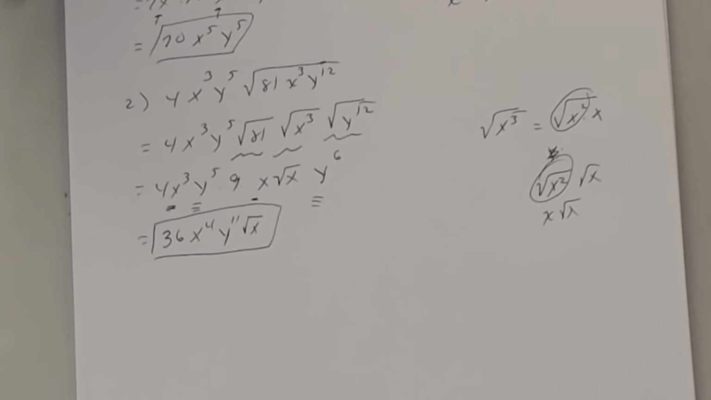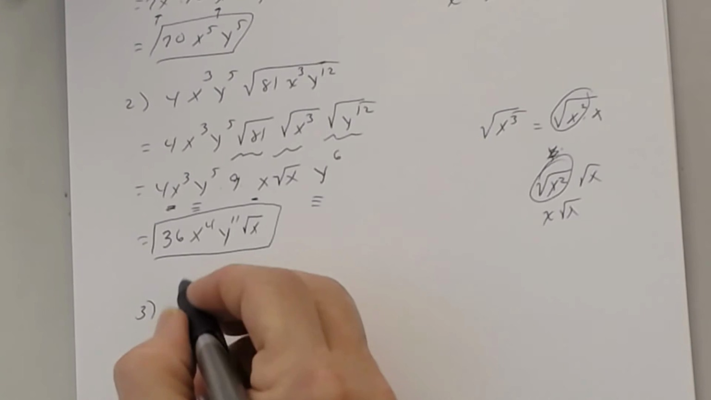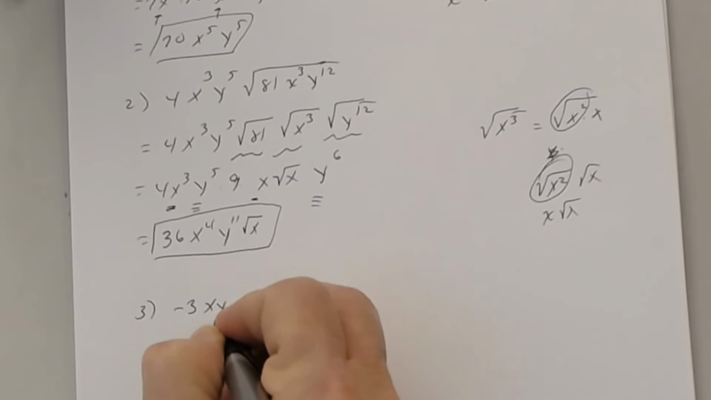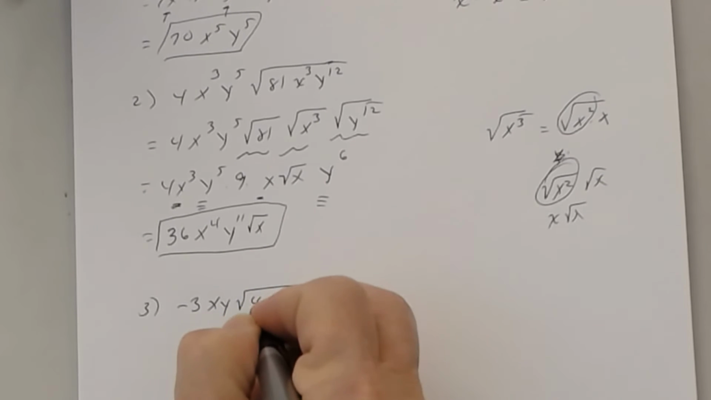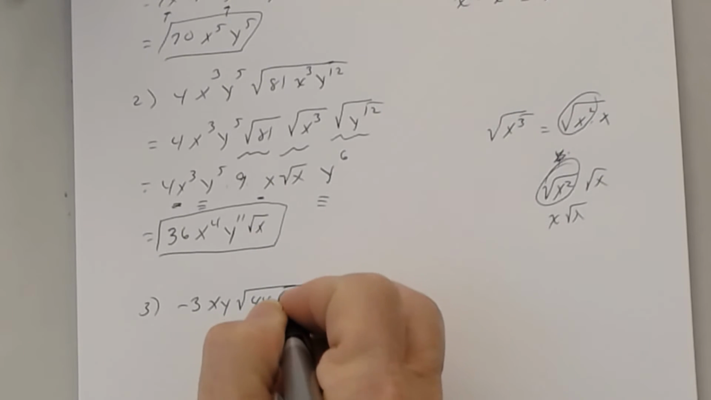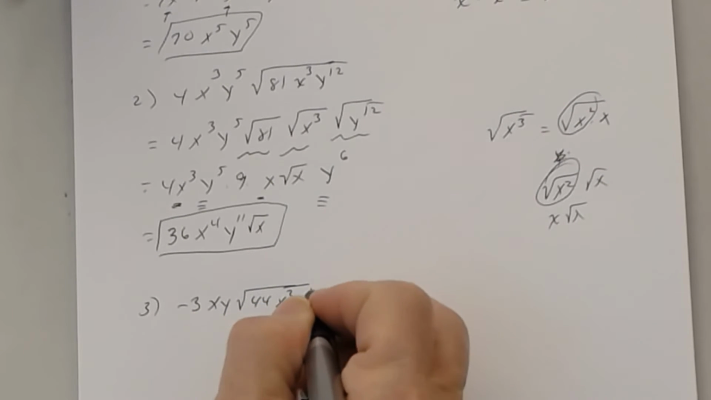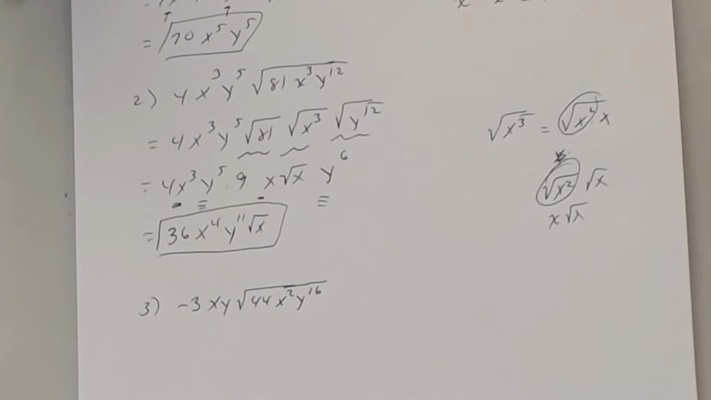All right, number 3. You have negative 3xy times the square root of 44 x squared y to the 16th. Negative 3xy times the square root of 44 x squared y to the 16th. Again, if you need to, you write in those steps.